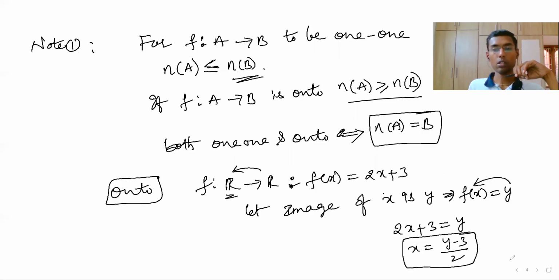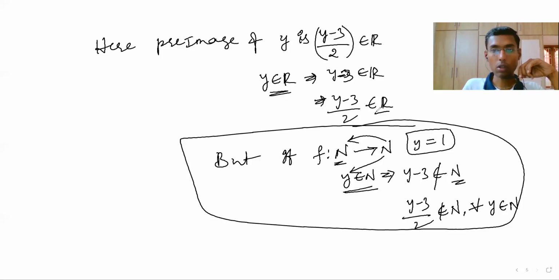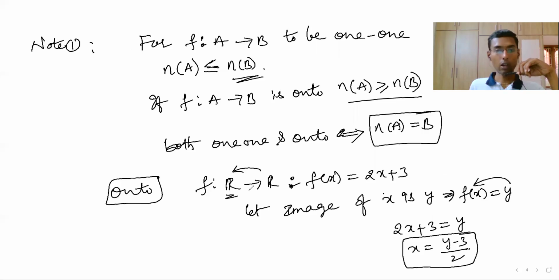Now it's onto or not? It's onto now. f maps. So the pre-image exists, or not? It exists. For rational numbers, it exists, but not for natural numbers. For rational numbers it exists and for real numbers it exists. Okay.